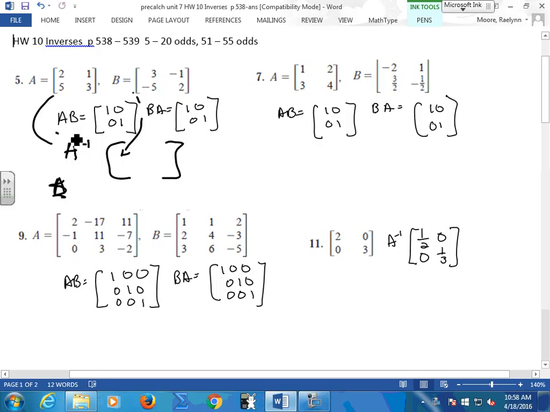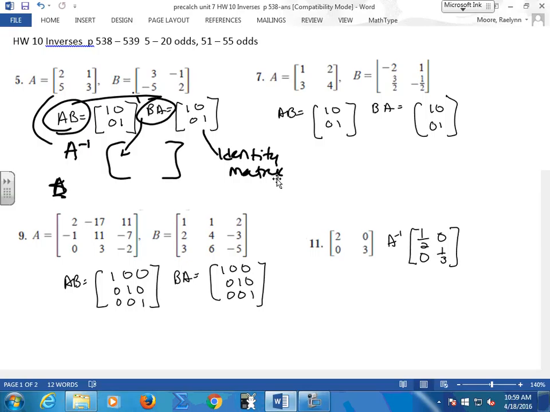If you're going to multiply these, remember, you have to multiply them both ways. They have to be A times B and B times A. Each has to give you the identity matrix. This is called your identity matrix. It has to go both ways. You have to show that this is commutative. So again, you do your identity matrix.